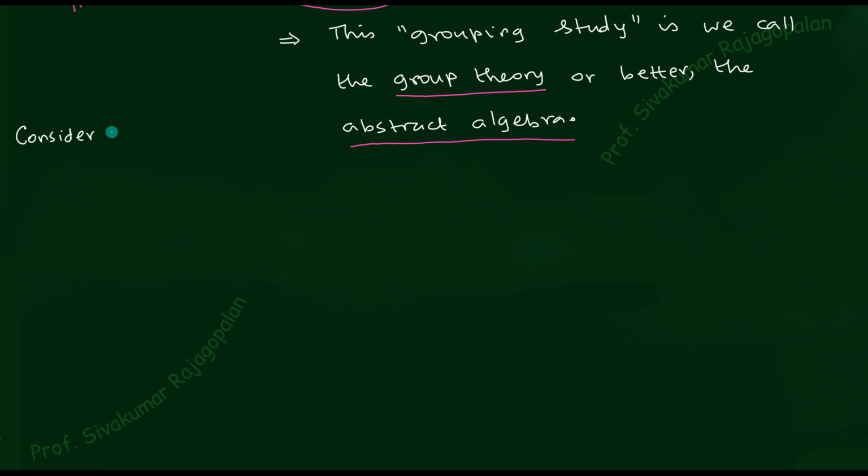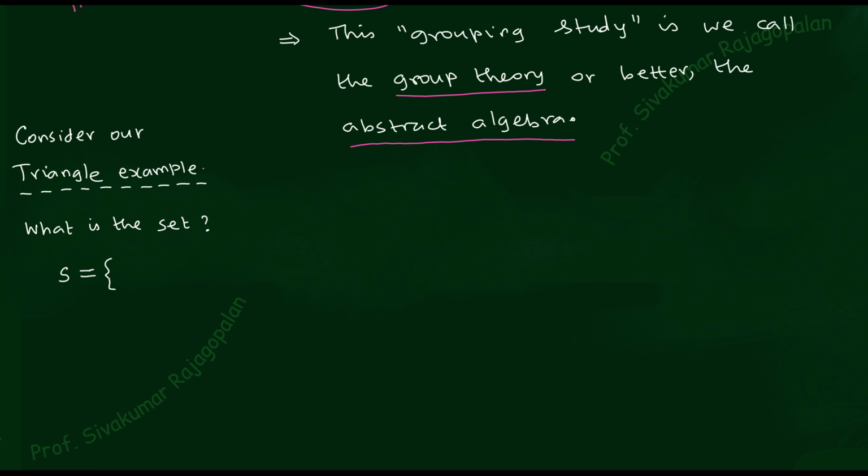Okay, now let us consider our triangle example, because we started with the triangle example. Once we consider the triangle example, what could be the set? How do you write the set? You know what a natural number is, you know what a whole number is. Like that, can you write the set? The answer is quite simple. I already gave the answer in the beginning.